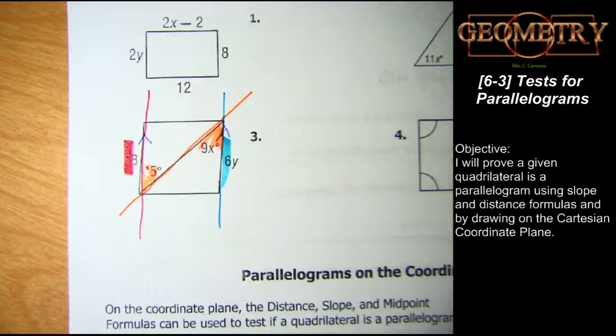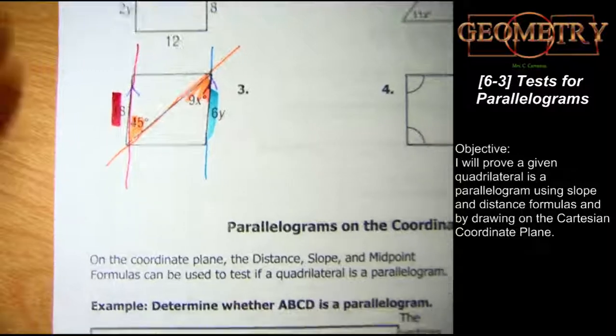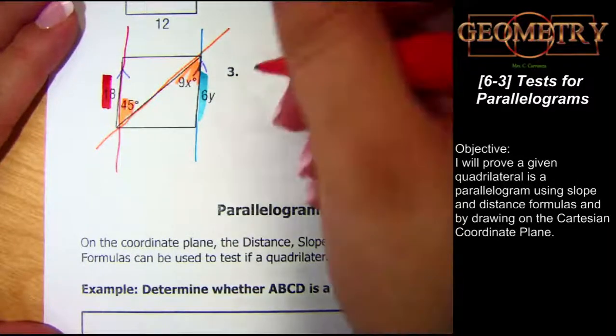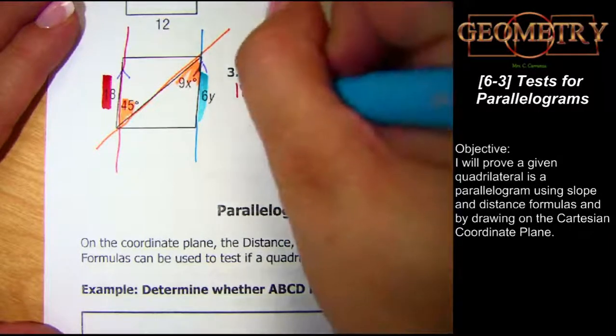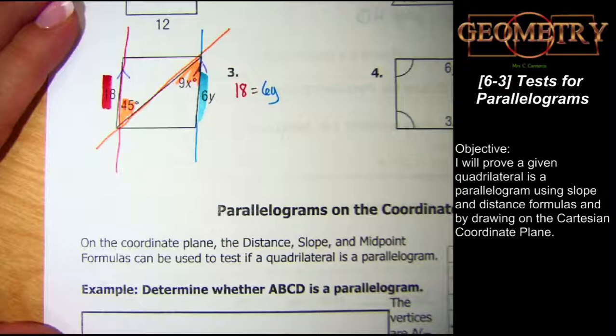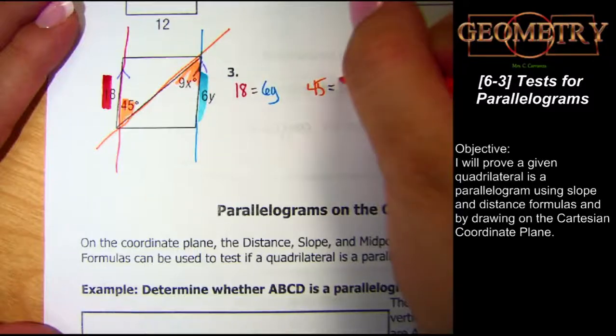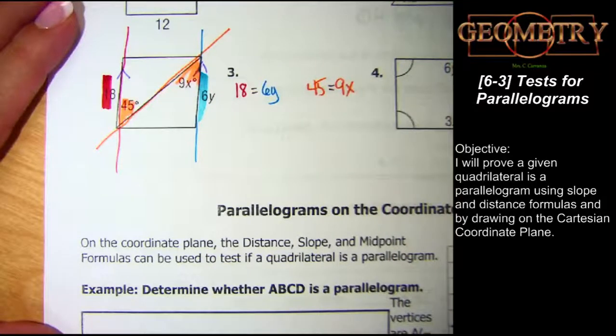Alternate interior angles. So if alternate interior angles are congruent, those lines are parallel. We know what we need to show are equal to each other. So let's go figure out the values of the variables. I need to show that this is equal to this, and I need to show that this is equal to this. Well, not show, but I need to state that.